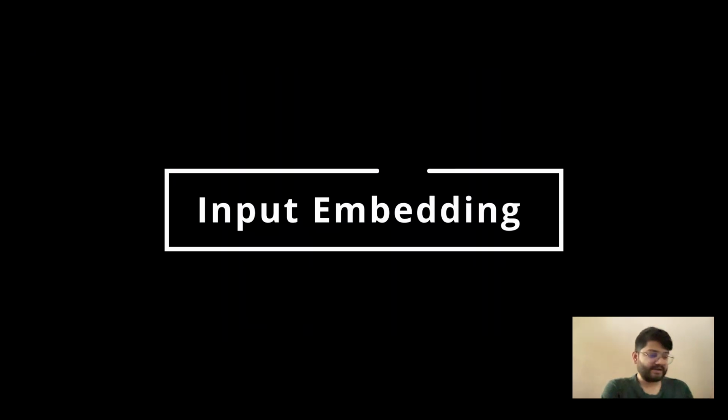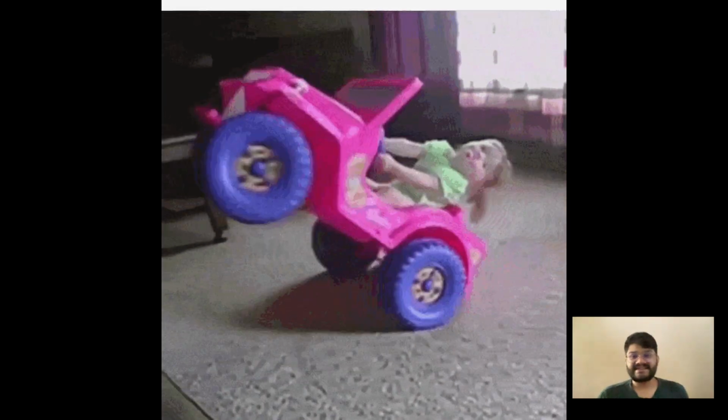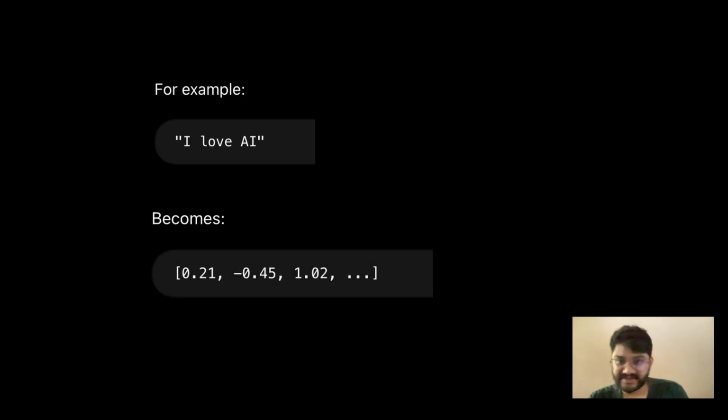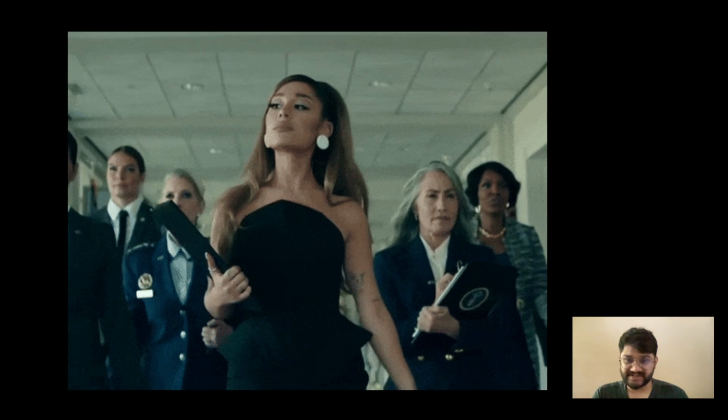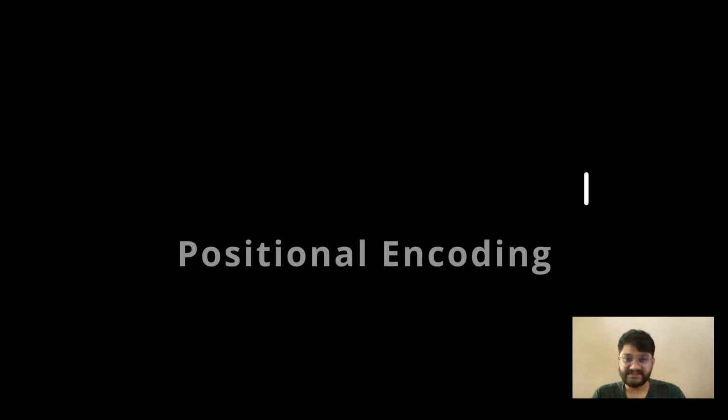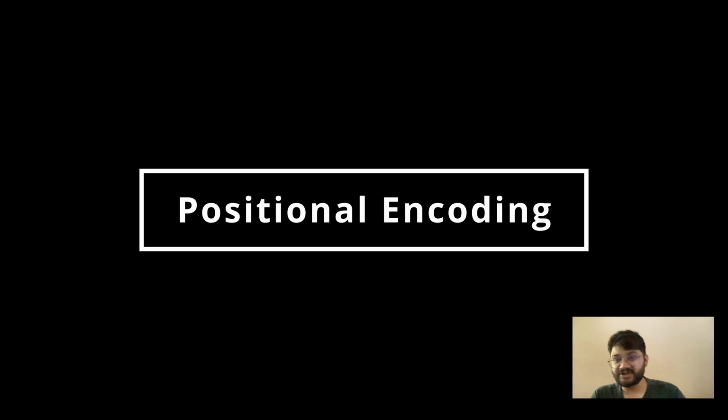The input embedding converts the input tokens into continuous vectors that the model can work with. Computers don't understand words, so first each word is converted into a vector using input embedding. For example, "I love AI" is converted into a numerical representation. Here each word is a dense vector representation. But wait, transformers don't process sequentially. So how does the model know word order? That's where positional encoding comes into the picture.